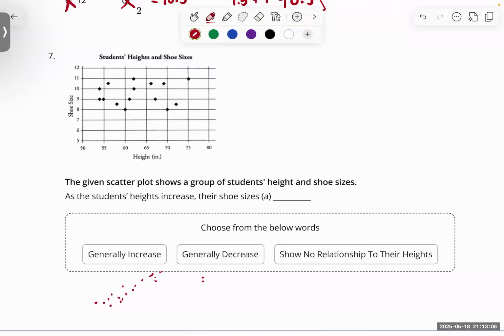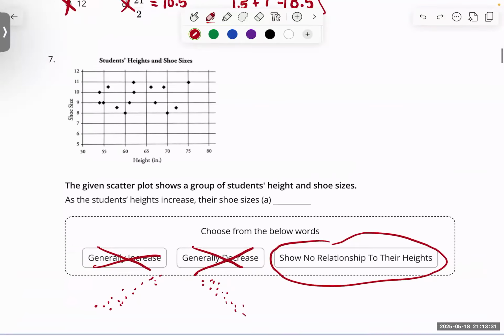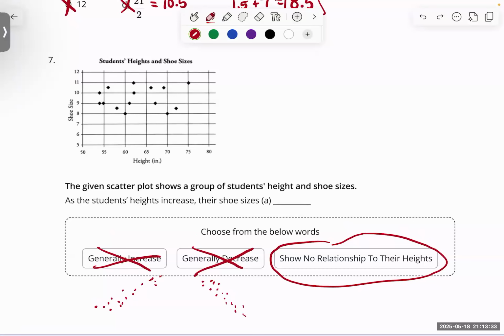And with generally decreasing, as our x increases, our y decreases. We're not seeing any of those here. It's kind of all over the place. So the answer is there's no relationship to their heights because there's no clear indication what the relationship is. In fact, there's probably no relationship at all, which is the answer. For a lot of these questions, kind of go with your gut. Kind of think about what is the logic behind this question.